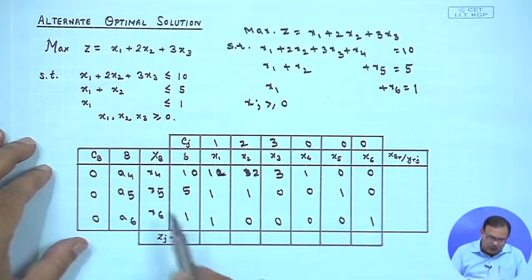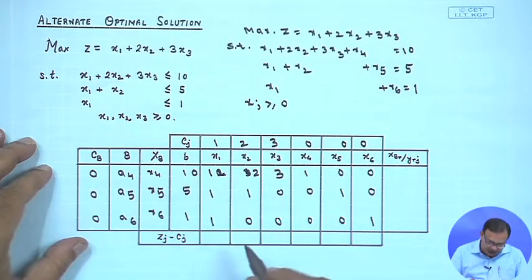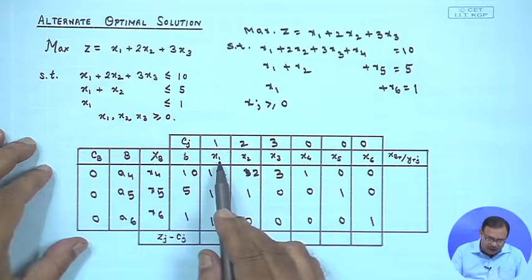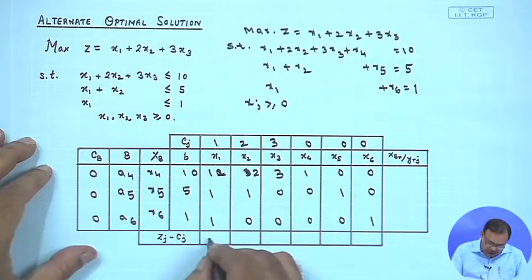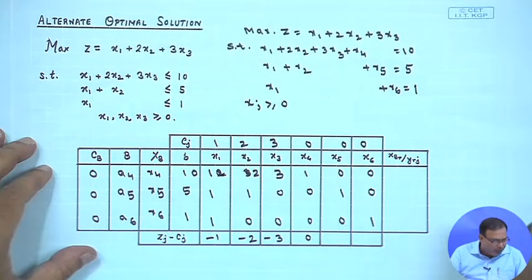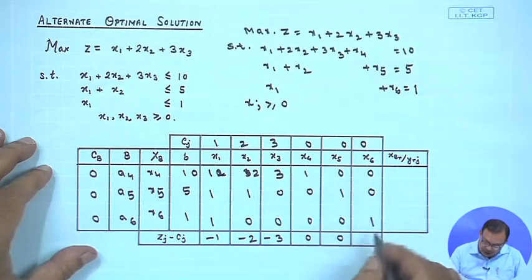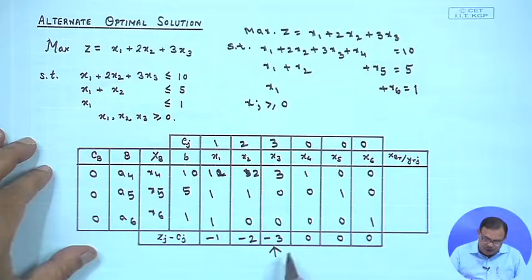Now you calculate Zj minus Cj, that is Cb times Xb minus Cj. If you calculate, you will find it is minus 1, minus 2, minus 3, and the other 3 are zeros. So Zj minus Cj is less than 0, and the most negative is this one. Therefore, your entering variable will be x3 in the next iteration.